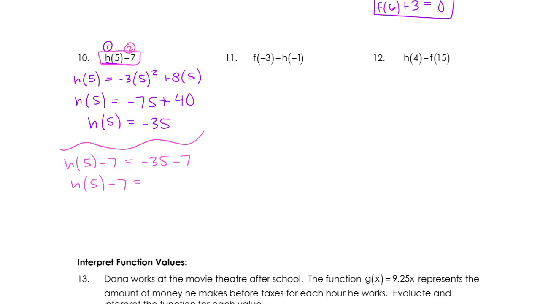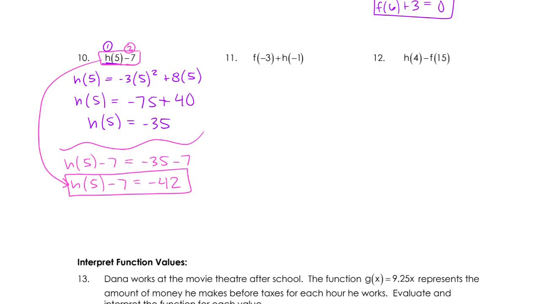So h of 5 minus 7 equals, remember, the original problem should be in your final answer. And then negative 35 minus 7 would be negative 42. That is our final answer.